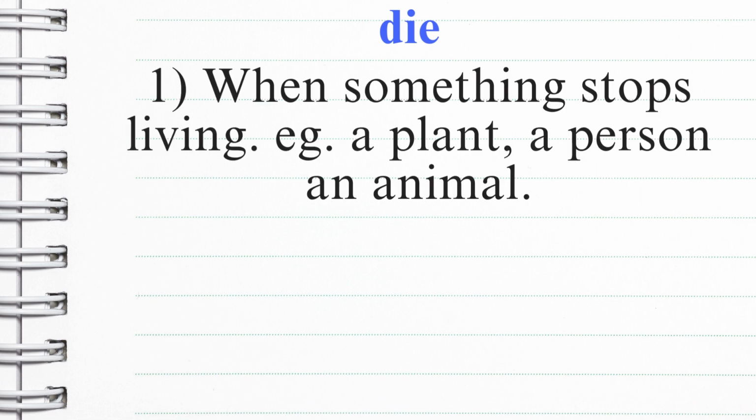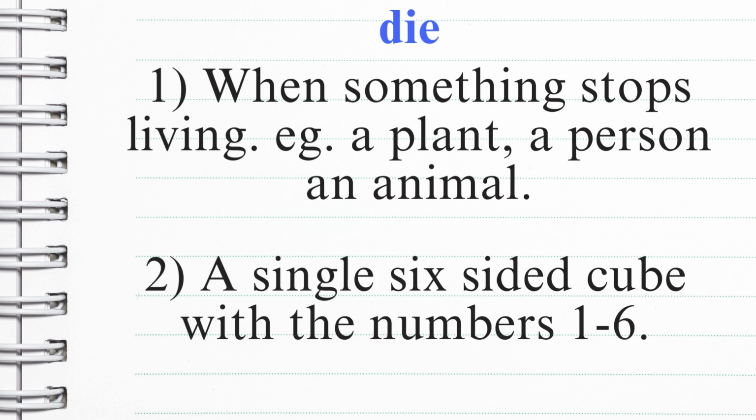So when something stops living, for example, a plant, a person, an animal. But the other meaning is a single six-sided cube with the numbers 1 to 6. So that is where this word comes under the category of homograph as well. So of course there are other dice that have more than 6 sides and more numbers, but for the purpose of this video, I'll just be calling it the single six-sided dice. So remember, the key word there is single six-sided dice, just one.